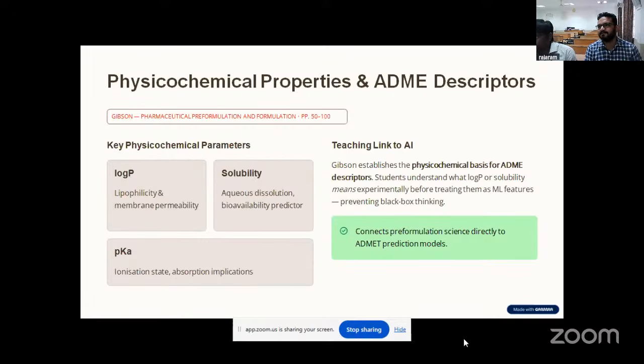Now all this has been made very easy by the use of AI. Previously, we used to calculate each and everything. Now AI has made it very simple. Just put in the structure or the IUPAC names or the SMILES, and with the help of ADME studies or AI studies, we easily get all the ADME parameters.